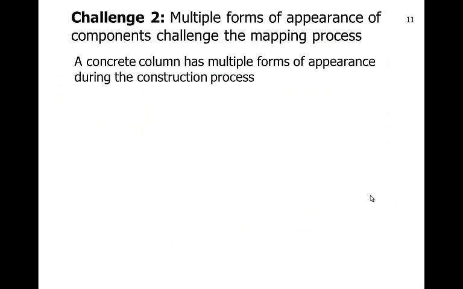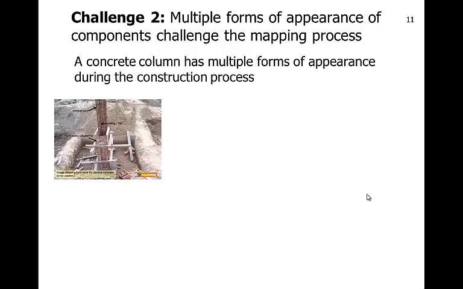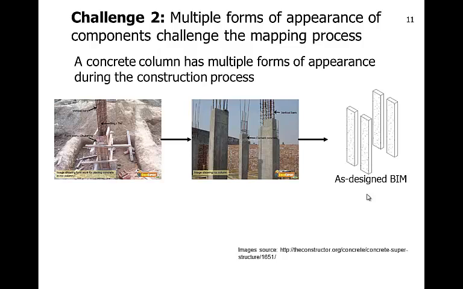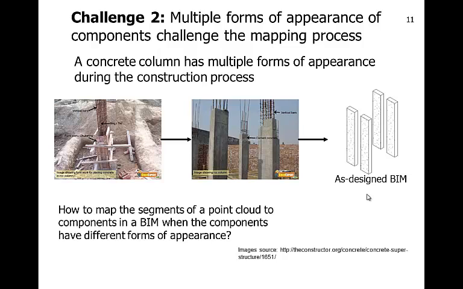Second, a component might have multiple forms during the construction or renovation phase, which further challenges the mapping process. As shown in this figure, a concrete column on a construction site starts with a rebar cage, then is surrounded by formwork, then is transformed to a solid column when concrete is poured. It is possible that the laser scans capture the column at different percentages of completion and in different forms, whereas a concrete column is usually shown in its final form at 100% completion in a BIM. So it is a challenge to map segments from a point cloud to the component in a BIM when the component has different forms of appearance in the two data sources.